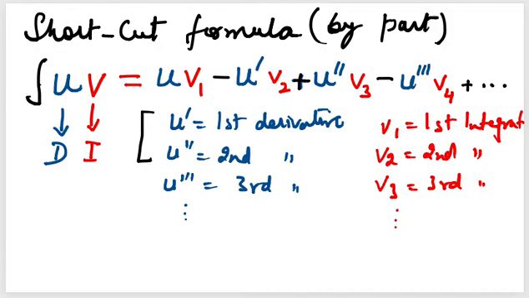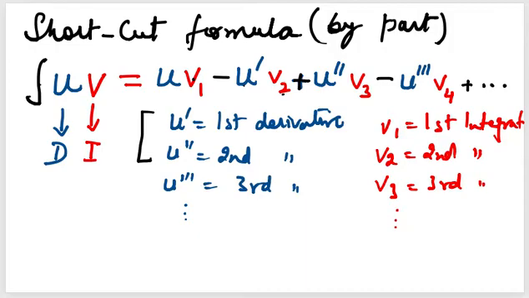So you are observing here the formula has alternating signs: plus, minus, plus, minus, first term positive, second negative, and so on. And we are observing that in the starting step there is no differentiation but integration starts, and then the first derivative is multiplied with the second integration, and this way the alternating sign will go. Now how do you have to apply this formula?